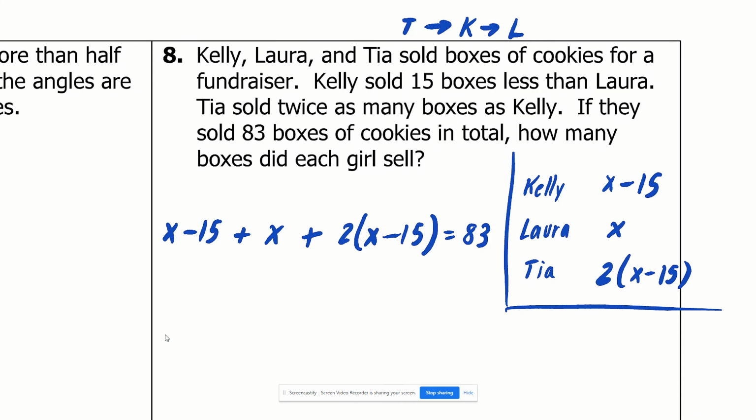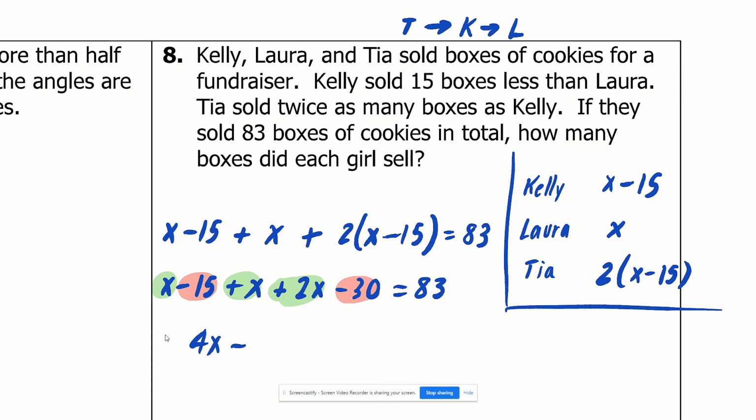Now, before I do this, what do I have to do? What's my rules of solving? Don't I need to get rid of that distributive property real quick? Now, I'm going to go ahead and just write everything down. I'll combine all the stuff that I can combine in a minute. But what is 2 times X? And what's 2 times negative 15? All right? So now let's combine our like terms. What's X plus X? Plus 2X more. So we have 4X. And then also, what is negative 15 minus 30? Negative 45. That all adds up to equal 83.